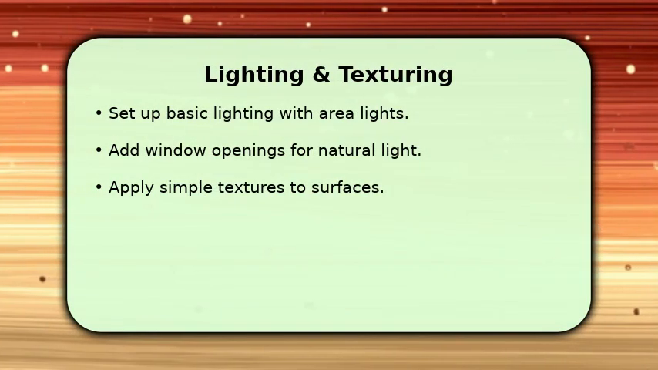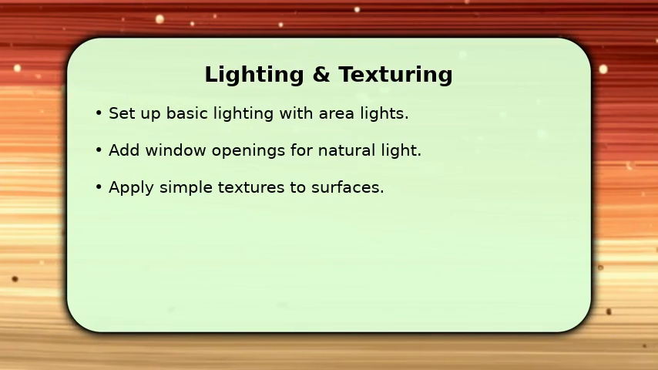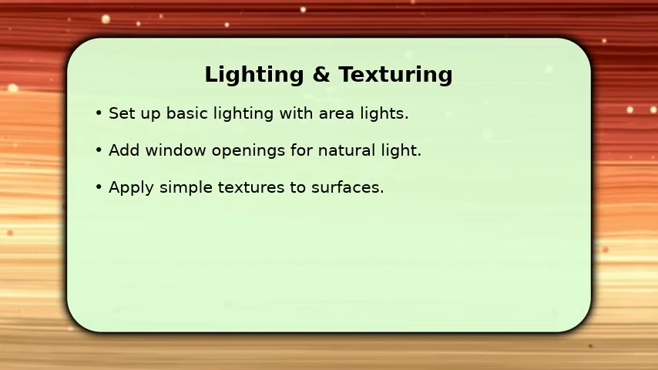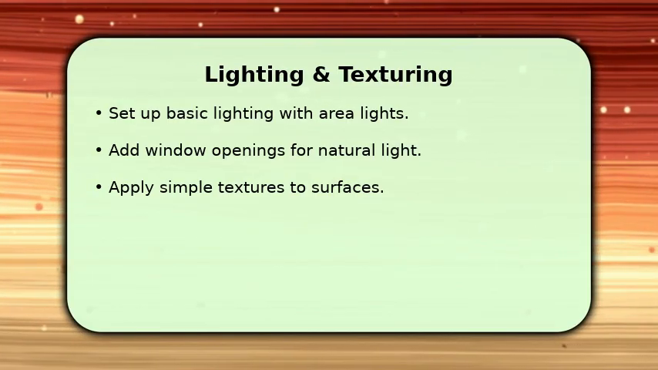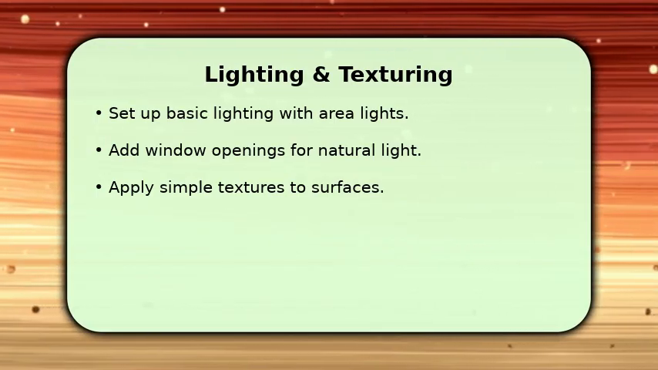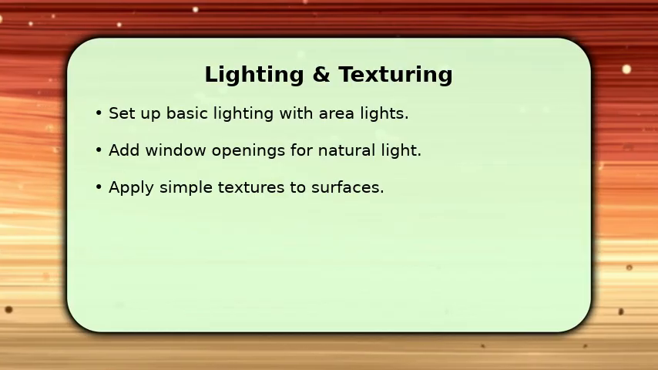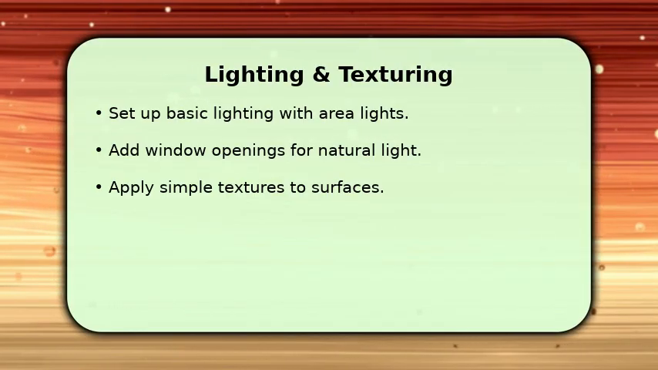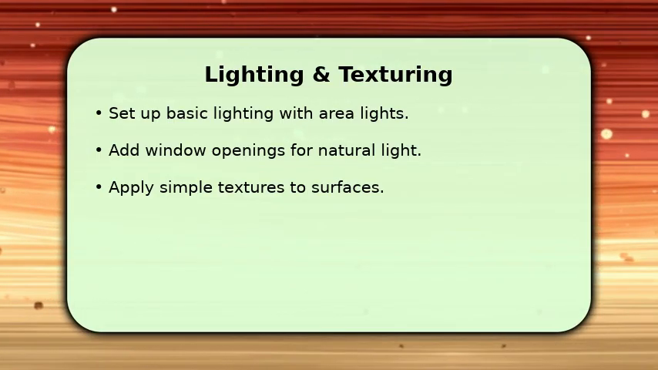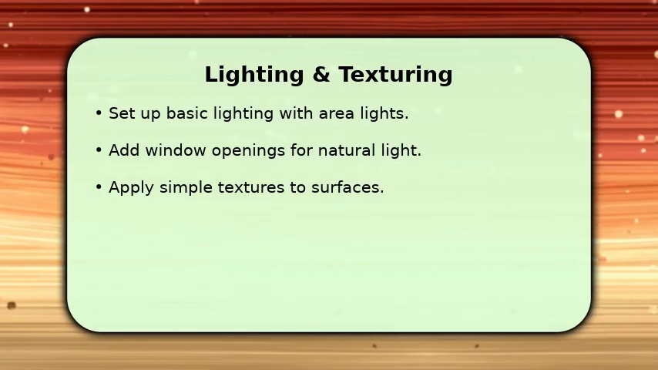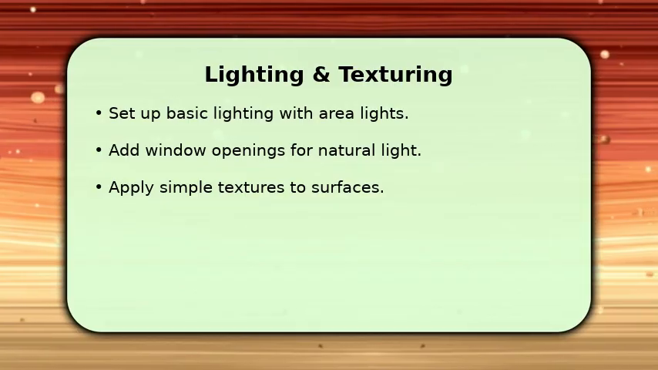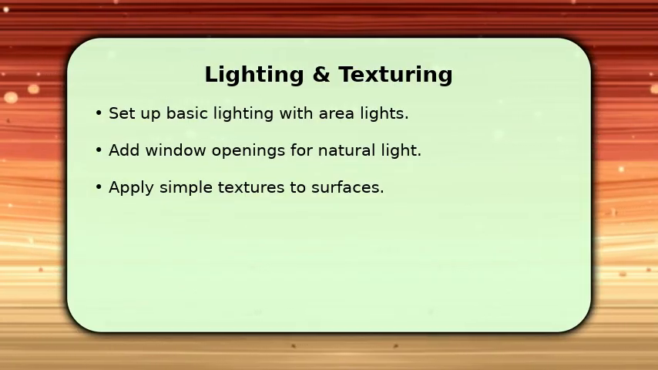Good lighting and textures are crucial for atmosphere. Start by adding a few area lights inside, perhaps with a power of 500 watts, to illuminate the space. Create window openings in your walls to allow natural light to stream in, enhancing the ambience. Next, apply simple PBR textures to your floor, walls, and furniture, like wood for tables and tiles for the counter. Adjust the roughness values on your materials to give them a more realistic feel, making some surfaces shinier than others.